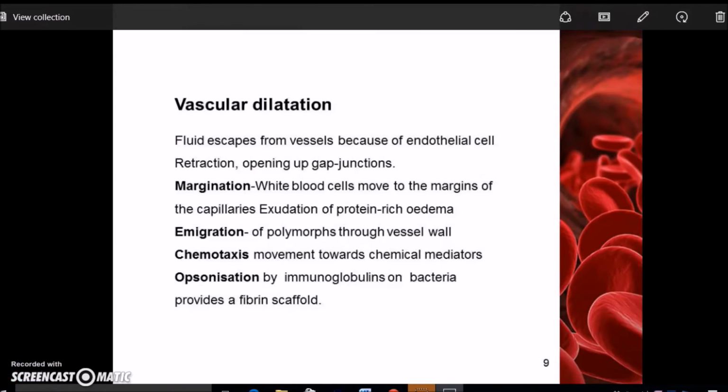One of the first things that happens is that we get vascular dilatation, where fluid escapes from a normally contained system because of retraction of the endothelial cell walls, which opens these gap junctions. White blood cells will move to the margins of the capillary walls and squeeze through the holes in the walls. Once free, they will use a process called chemotaxis to hunt down and go to the site of chemical irritation, and then they will attach themselves to the area of trauma.